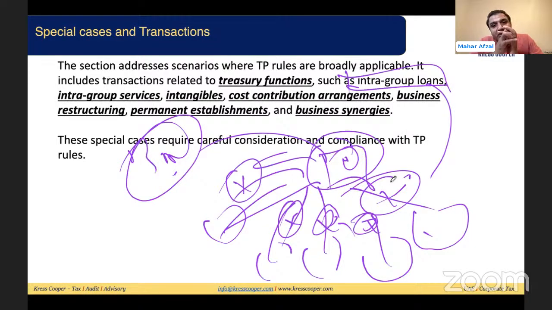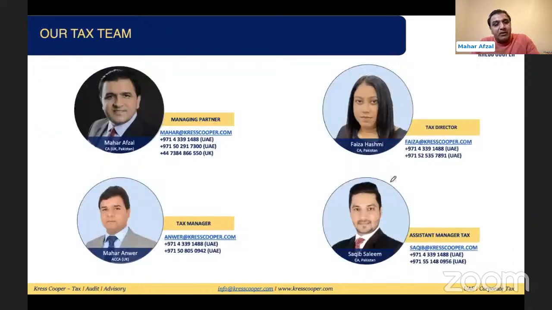The intra-group transaction is very common. Intangibles are very common. The intangibles are developed centrally, then charged to other entities. Cost contribution arrangement, business restructuring, permanent establishment, business synergy: these are all specific cases which have been given in the guide published by the FTA. We'll discuss this in our coming webinars in detail. So if I'm going through the guide very quickly, allow me to go through the guide quickly.